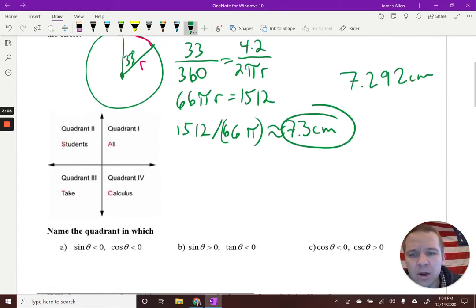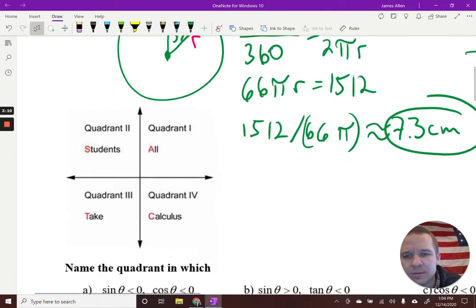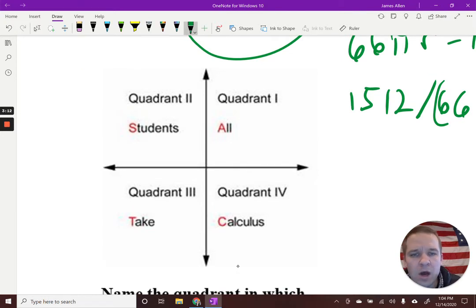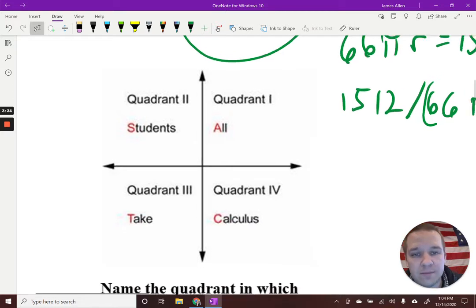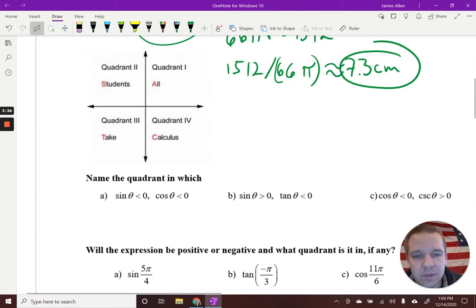Alrighty. Quick review of the quadrants. All trig functions are positive in the first quadrant. Only sine and its reciprocal cosecant are positive in the second quadrant. Only tangent and its reciprocal cotangent are positive in the third. And only cosine and its reciprocal secant in the fourth. Okay. So with that information, let's do a little practice here.